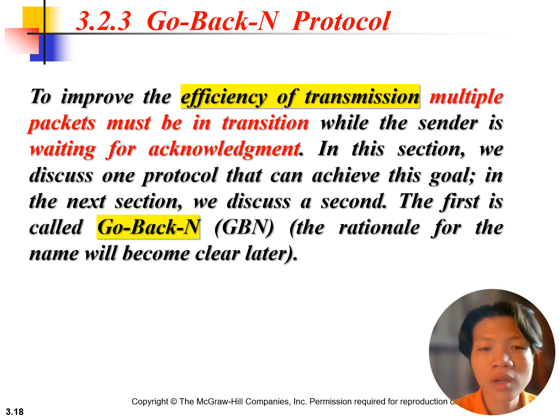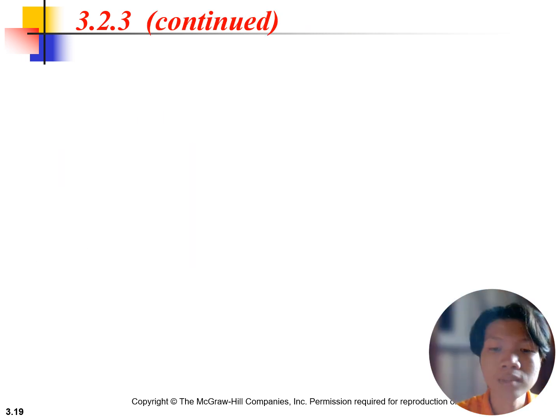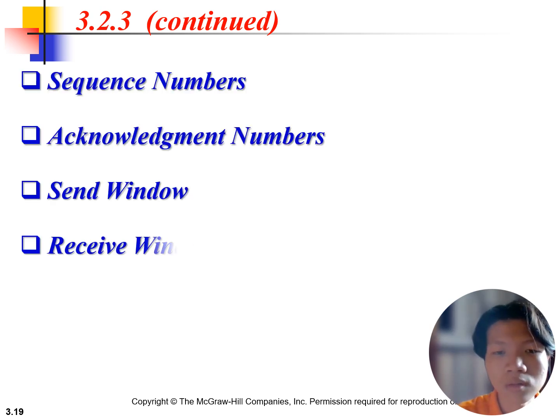To improve the efficiency of transmissions, multiple packets must be in transit while the sender is waiting for acknowledgement. In this section, we discuss one protocol that can achieve this goal. In the next section, we discuss a second. The first is called Go-Back-N, or GBN. This is the topic of the Go-Back-N protocol.